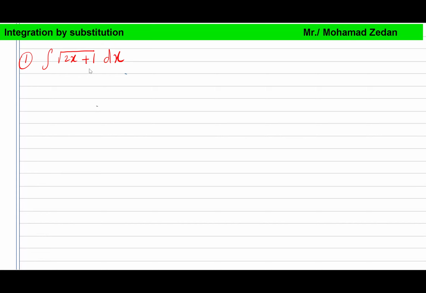The integral of square root of 2x plus 1 dx. First of all, I just let u equals 2x plus 1. After that, du by dx is equal to the derivative of 2x, which is 2. So the dx, if you make it the subject, will be dx over 1 equals du over 2.